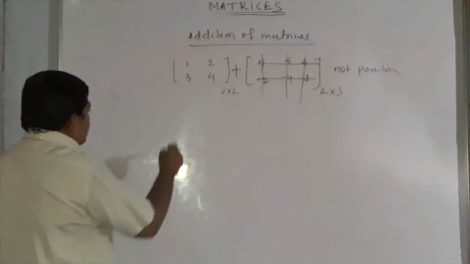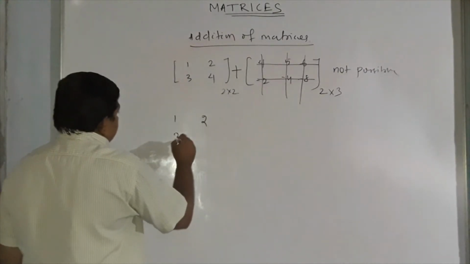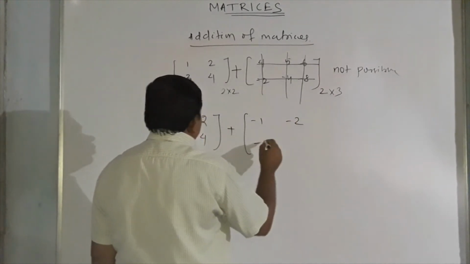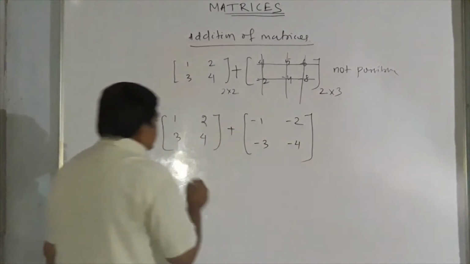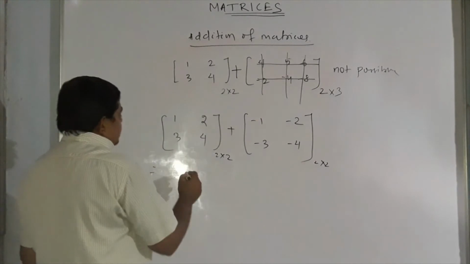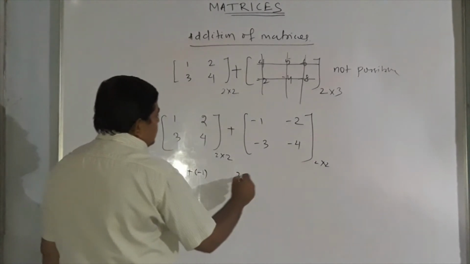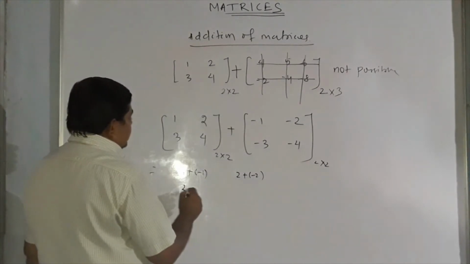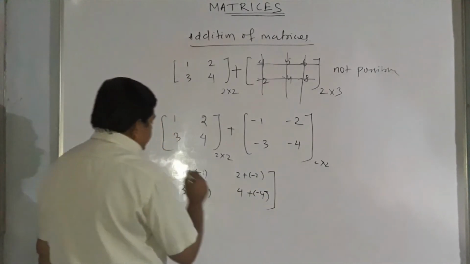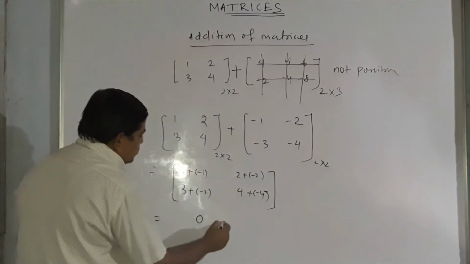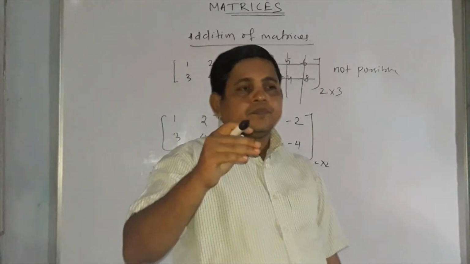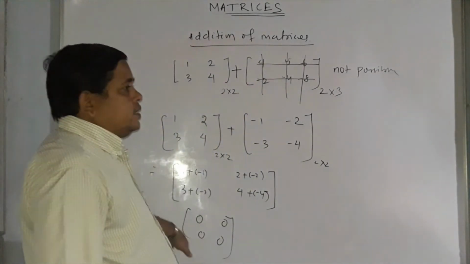possible. Then when is it possible? Now write 1, 2, 3, 4 here, and here you write plus, minus 1, minus 2, minus 3, minus 4. Then you can add, since this is 2 by 2 and this is 2 by 2. We add 1 plus minus 1, then 2 plus minus 2, then 3 plus minus 3, 4 plus minus 4. Then you give the matrix sign: 0, 0, 0, 0. Sometimes an additional question can come: what is the specific name after getting the sum? It is the null matrix.